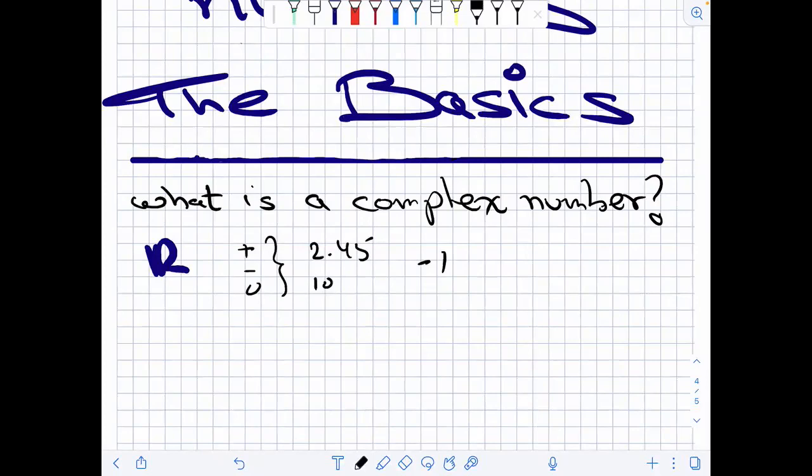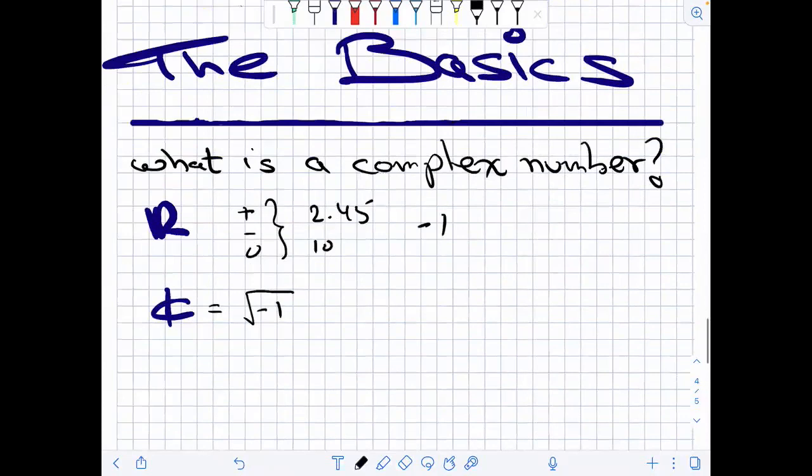So what is a complex number? Complex number says, okay, we know that in real numbers, there's no such thing as a square root of -1. Basically, there's no such thing as a square root of any number that's negative. So what the complex number says, okay, let's imagine that there is. So i stands for imagine. And let's call the square root of -1 i.